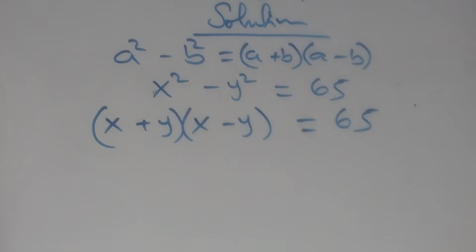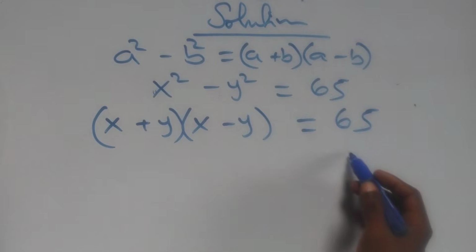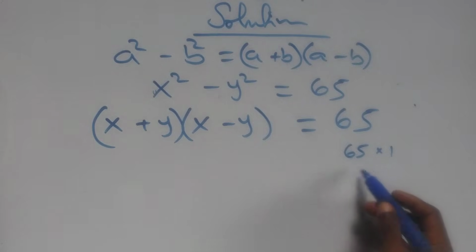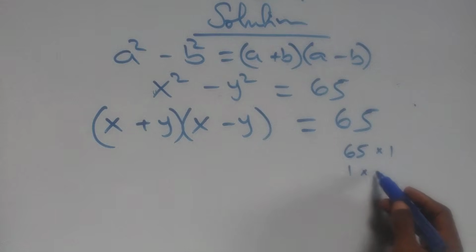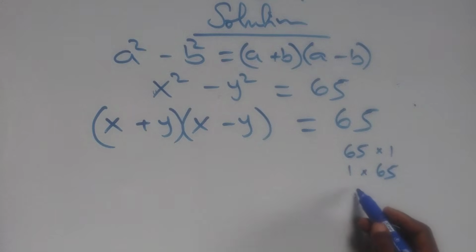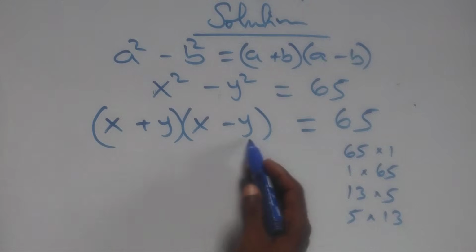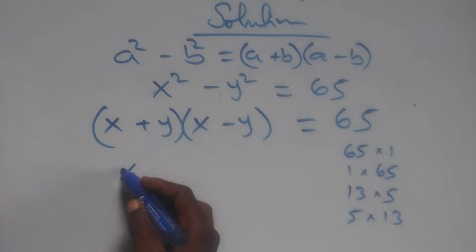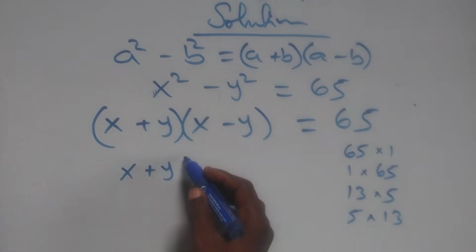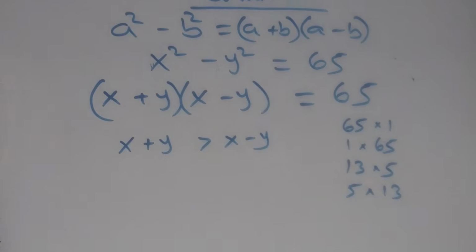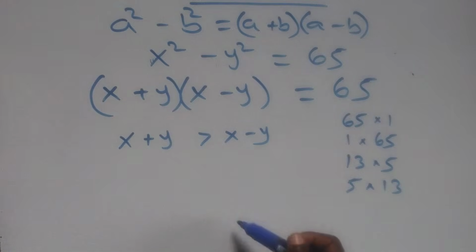Since we multiply two things together, let's break 65 down into two factors. We can write 65 as 65 times 1. Also, we can write it as 1 times 65. Also, we can write it as 13 times 5 or 5 times 13. And when you look at the brackets, the first bracket, x plus y, is greater than the second bracket, x minus y. So here, the first number has to be greater than the second number.